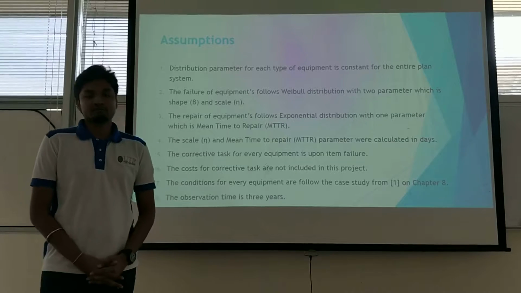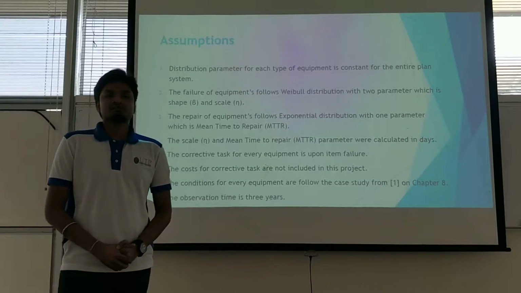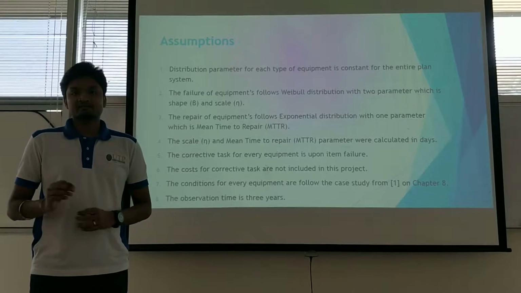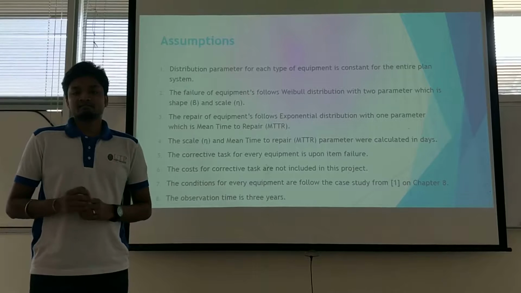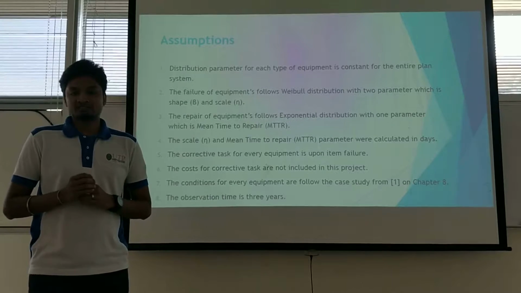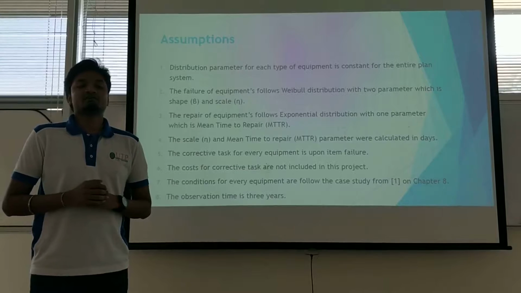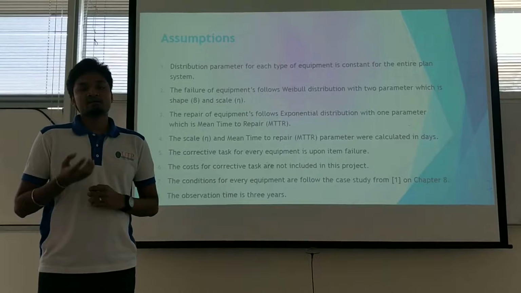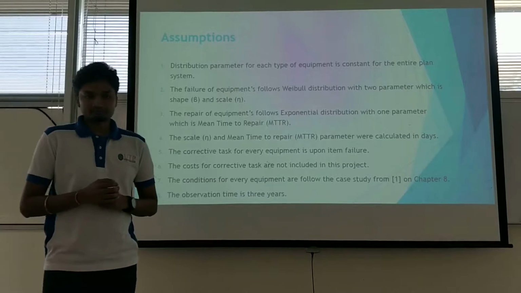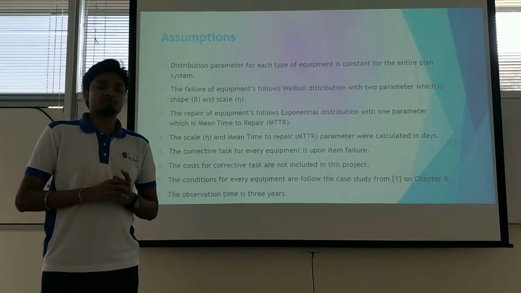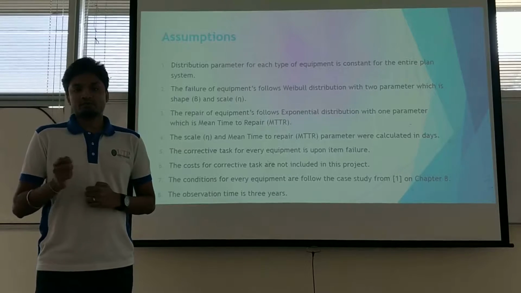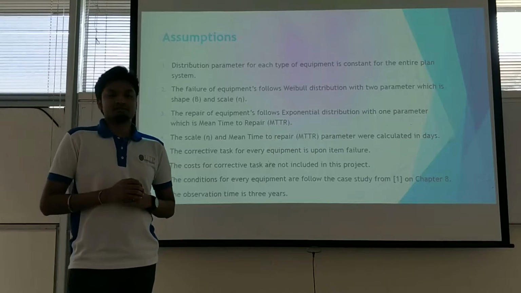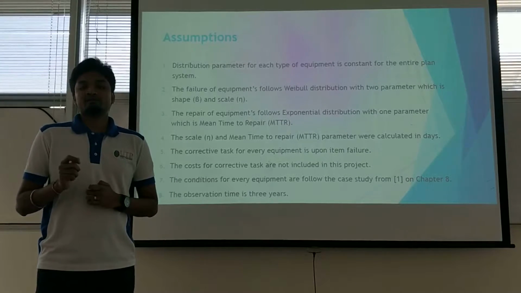Okay, now I'm going to explain the assumptions for this project. The first one is the distribution parameter for each type of equipment is constant for the entire plant system. We didn't change the parameter because we want it to be a constant value. The second one is the failure of equipment follows Weibull distribution with two parameters, which is shape beta and scale, which is eta. The third one is the repair of equipment follows exponential distribution with one parameter, which is mean time to repair, MTTR.